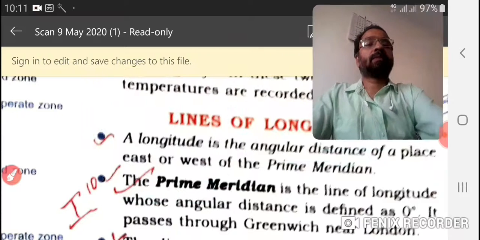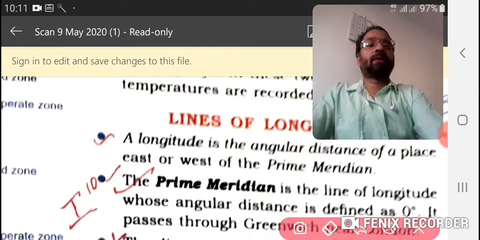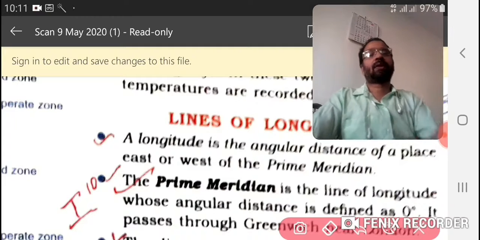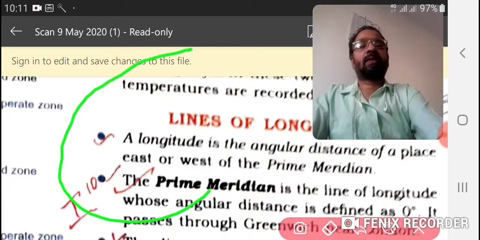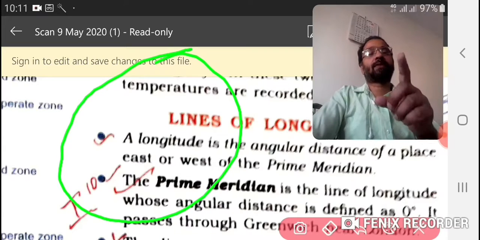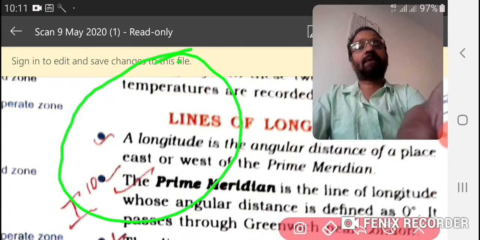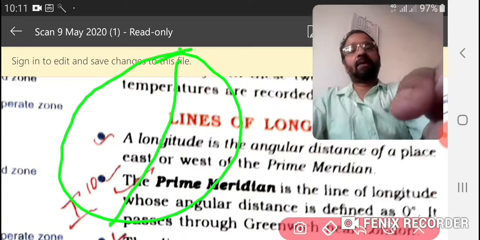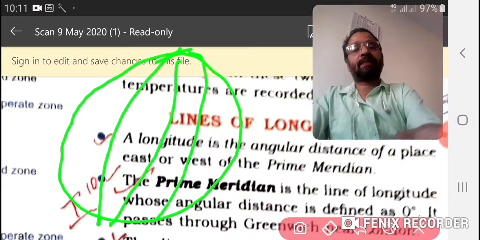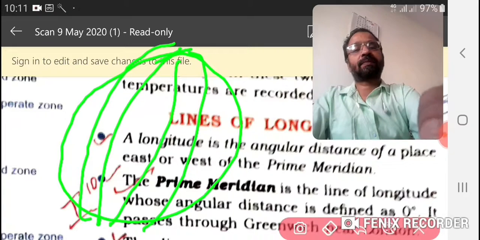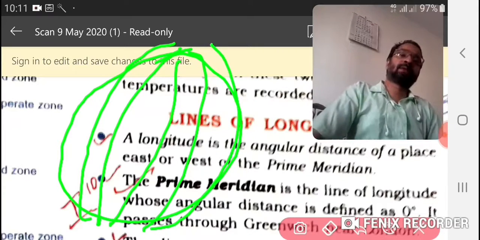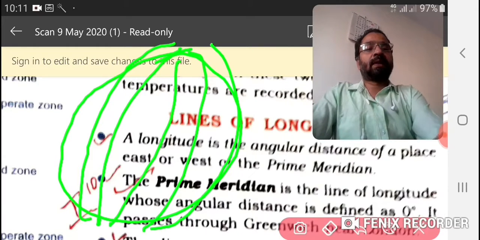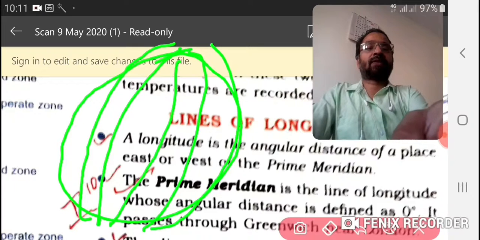So, what do you mean by longitude? Longitude is the angular distance of a place east to west. Angular distance. First you have to understand that this line passes from pole to pole, from here to here and like this. This line passes east or west from the center.